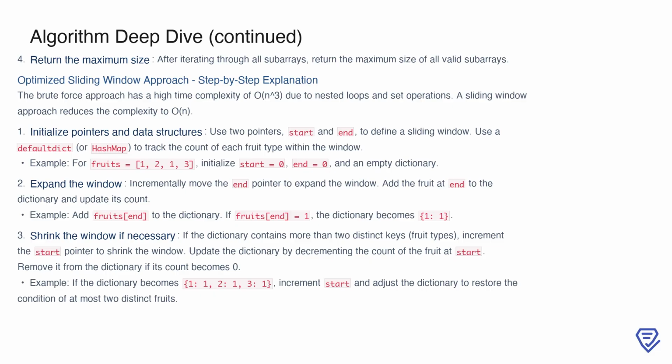Here's how it works. First, we initialize 2 pointers, start and end, to define the sliding window, and use a dictionary to track the count of each fruit type within the window. For instance, with an input of 1, 2, 1, 3, we start with start equals 0, end equals 0, and an empty dictionary.